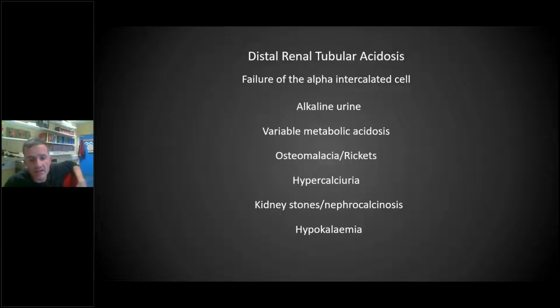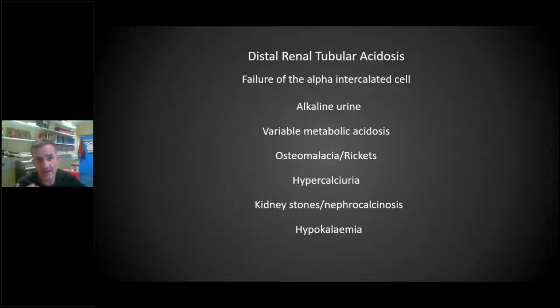And because in your collecting duct you're not able to secrete protons, positively charged ions, into your urine, then in order to maintain electron neutrality, you have to secrete other positive ions into your urine, and in this case, this is potassium ions. So these patients will tend to have increased urinary losses of potassium and subsequent hypokalemia.